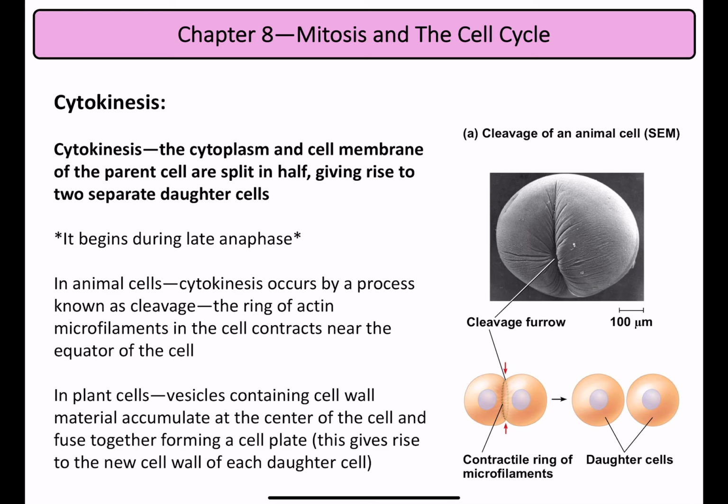So it's animal cells that split in half using actin, like we described. Plant cells do it a little bit differently. They can't actually split in two. They actually have to build a new cell wall partition between the new cells to help split it in half.